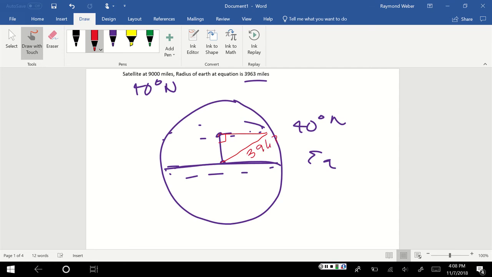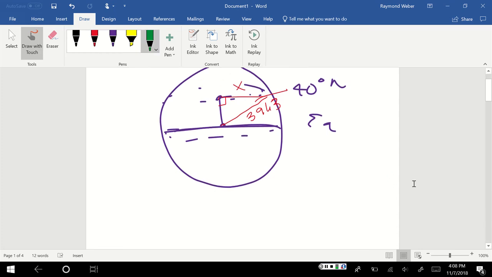If I start at the center of the Earth here, then all the radiuses are the same. And I know what the radius of the Earth is at the equator, this 3,963 miles. I also know that this angle right here is 40 degrees because I said I was at 40 degrees north. I need to know what this radius is. I can use trig to find that.